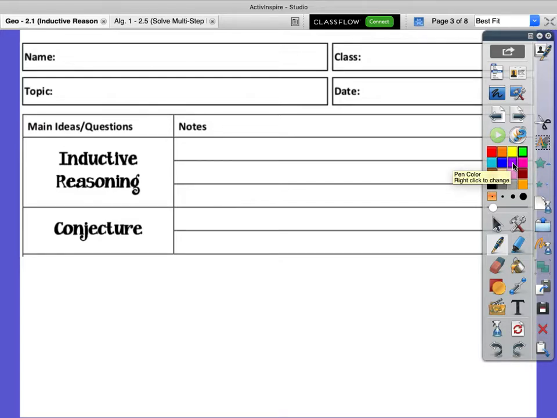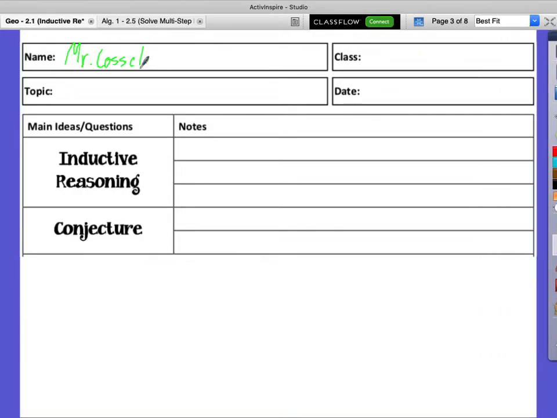Okay. So we have this style called inductive reasoning. Well, first, let me put my name on here, because we always put our name on top of our papers, right? Okay? Costco. Oh, I think you forgot how to spell your name.